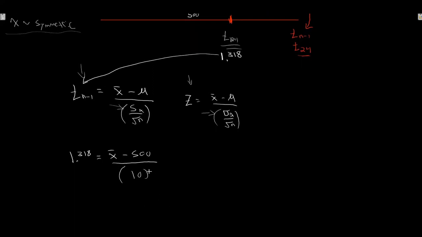And from here, I can work through to find that out. So 1.318 times 10 plus 500 gives me 513.18 equals my value of x bar.